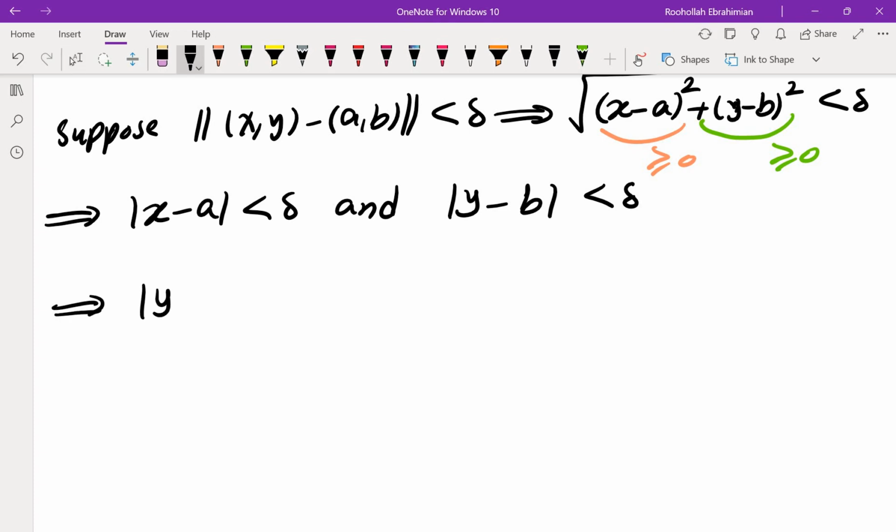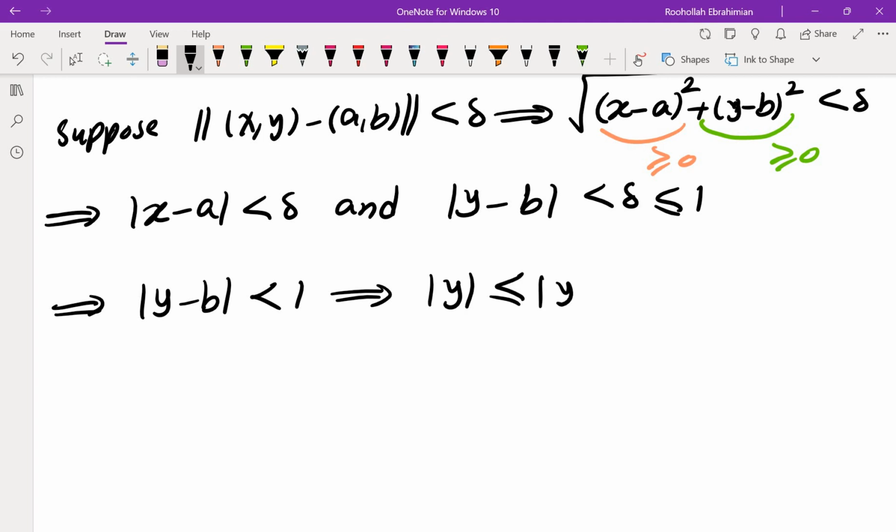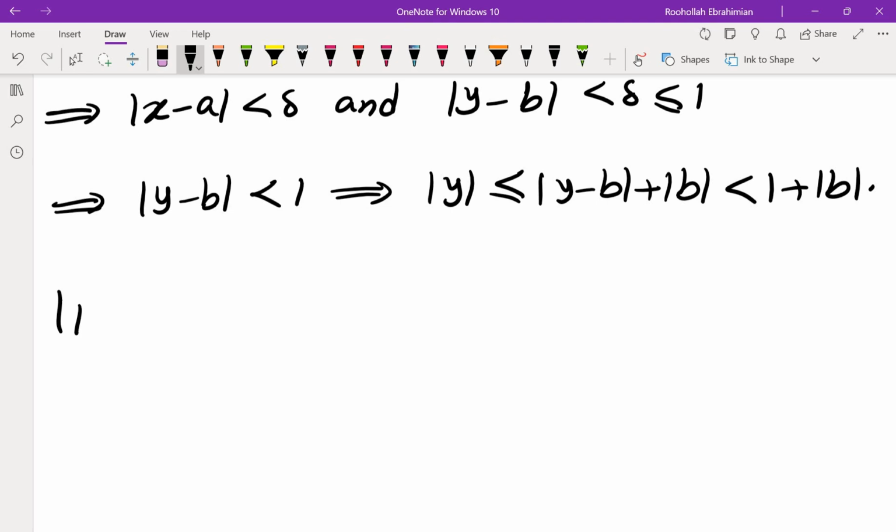Now let's look at the second one. Because delta is less than or equal to 1, y minus b would be less than 1, which means the absolute value of y is less than or equal to the absolute value of y minus b plus the absolute value of b, which is less than 1 plus the absolute value of b. Now we are going to look at p of (x, y) minus p of (a, b) and show that this is small. So how do we do that?